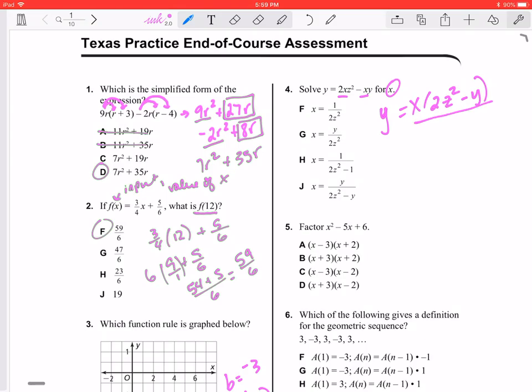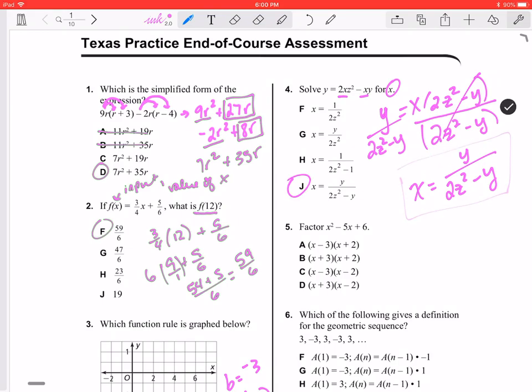Well, to get x by itself, I divide this whole right side, so 2z squared minus y. And I'm going to divide this side by 2z squared minus y. So that's going to cancel out, and that's going to leave me with x is equal to y over 2z squared minus y. Well, our answer choice is that. That is J. Okay? It is that simple.